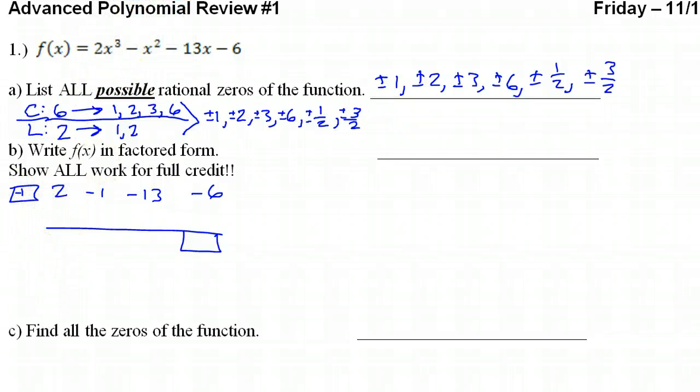Now, trying -1. I've got 2, so I always bring that down. So that's going to be -2, so that'll be -3, +3, so that'll be -10, so that'll be +10, so that'll be 4. That didn't work either. So now I'm going to try 2, because that's the next thing.